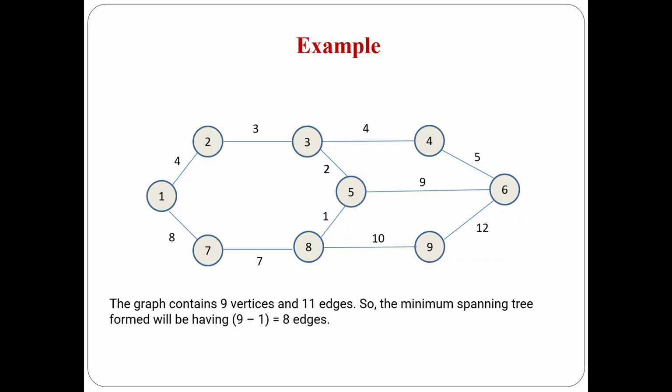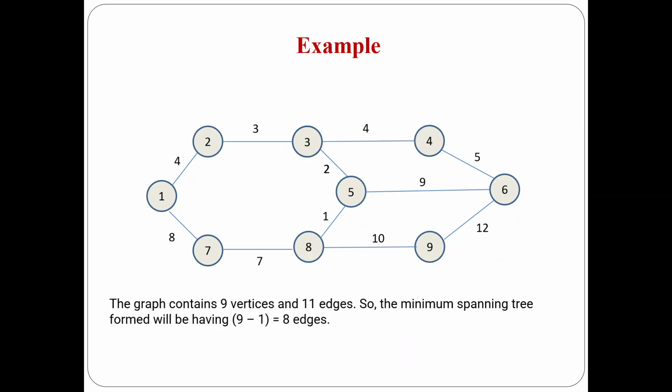Kruskal's algorithm helps us to find the minimum spanning tree by sorting all the edges, adding the smallest ones first and avoiding cycles. Unlike Prim's algorithm, which grows from one node, Kruskal's algorithm treats the graph as a whole and keeps picking the lowest weight edge that does not create a cycle. So now we will see an example.